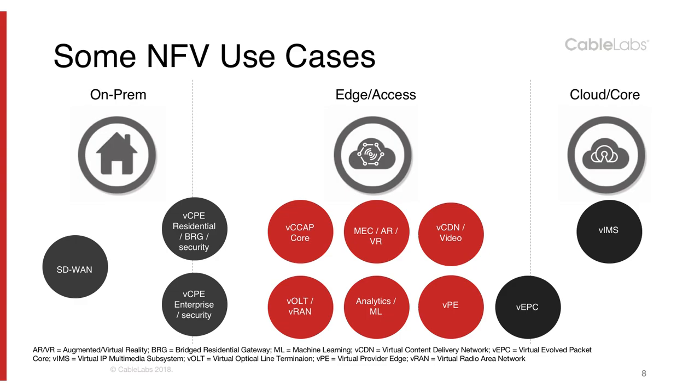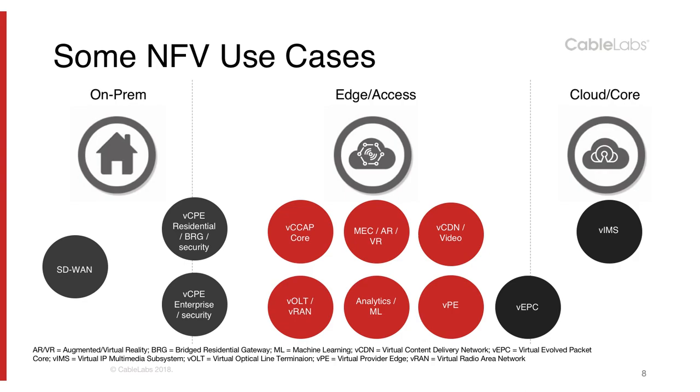So this talks about several of the NFV use cases. On the left, you see on-premise. In the middle, you see edge and access. And on the right-hand side, you see cloud or core. So at the left, you have SD-WAN with virtual customer premise equipment for enterprise along with security, or virtual customer premise equipment residential with security. It could be a virtual cable modem, it could be a virtual set-top box, and the BRG here is just a generic term.